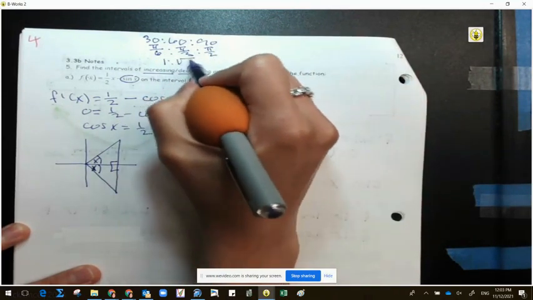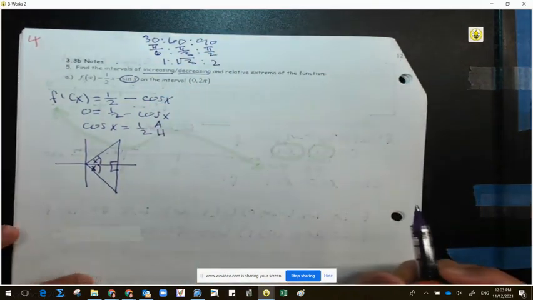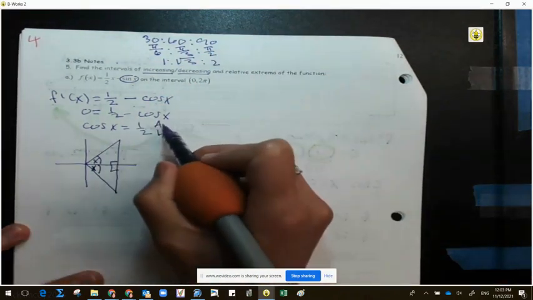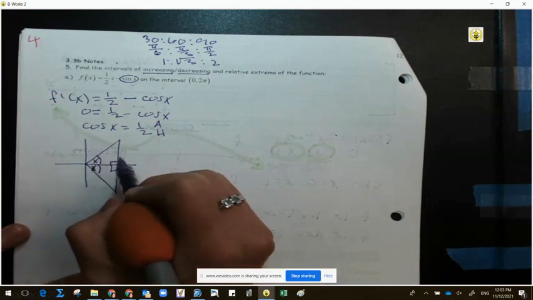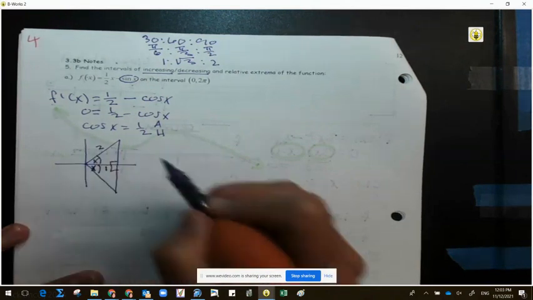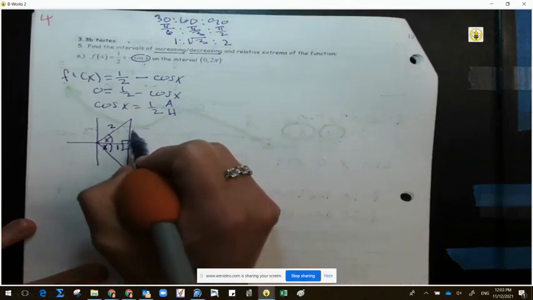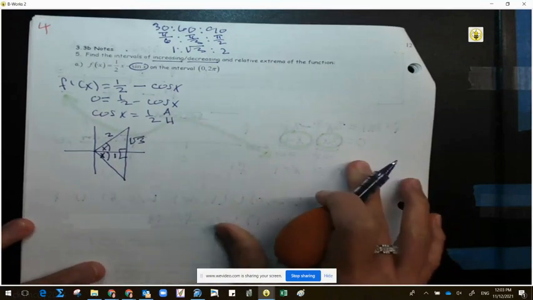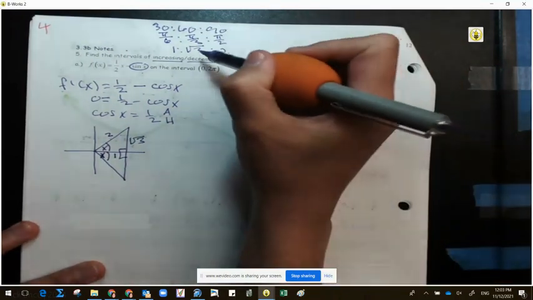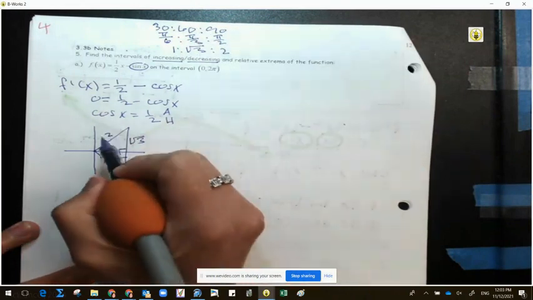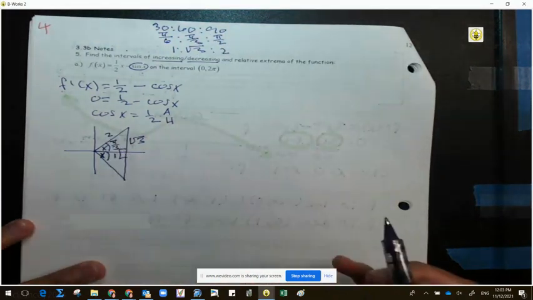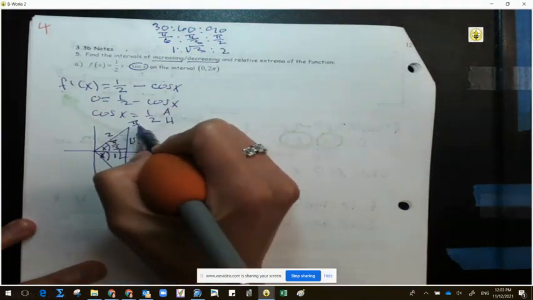So in radians we have pi over 2, and the sides 1, root 3, and 2. All right. Cosine is adjacent over hypotenuse. So my adjacent is 1, and hypotenuse is 2. That makes my opposite radical 3. So when you go back to your ratio, opposite of radical 3 is pi over 3. So that means one of my critical points has to be pi over 3.